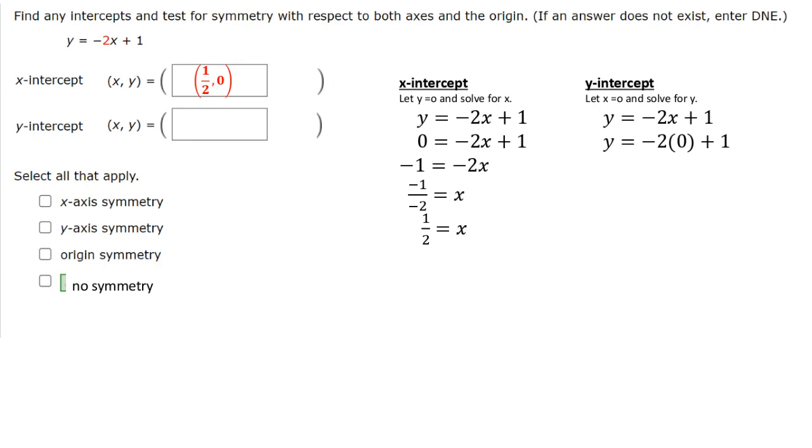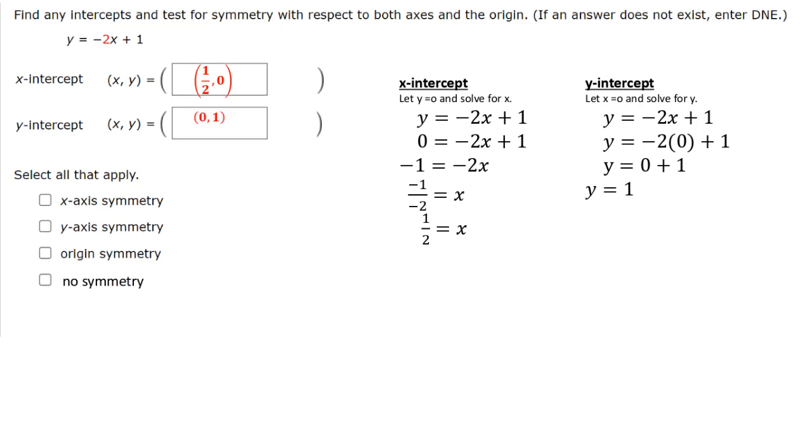So we have minus 2 times 0 plus 1. We follow the order of operations. We multiply minus 2 times 0, which gives us 0. Then 0 plus 1 gives y equals 1. Again, the answer needs to be an ordered pair. Please don't put extra parentheses because the parentheses are already there. Our answer for the y-intercept is 0, 1.